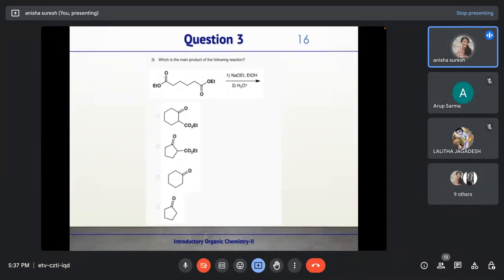Here, which is the main product of the following reaction? So a diester compound is given. It is treated with NaOEt in presence of ethanol and quenched with water in presence of HCl or something. So what will be the product that will be formed here? So this will be a name reaction that is known as Dieckmann condensation, which is similar to intramolecular Claisen condensation reaction. So what will be the main product that is formed here?